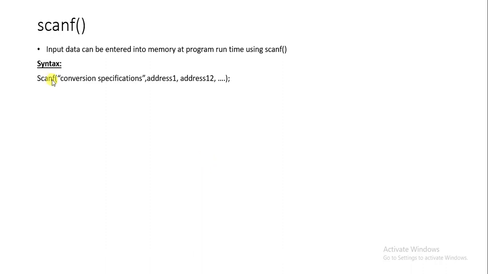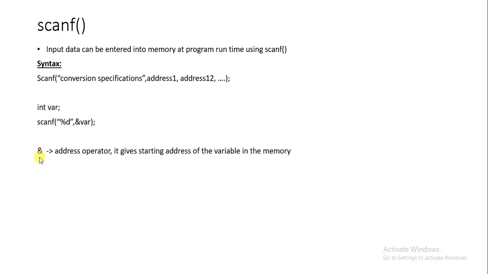Syntax is like scanf within double quotes, conversion specifications, and then address. Here we need to give the address of the variables. One example: var is a variable of type int, and as it is an integer type, the conversion specification should be %d and comma. Here ampersand represents the address of the variable. So here, variable and variable address. And mainly this ampersand gives the starting address of the variable.